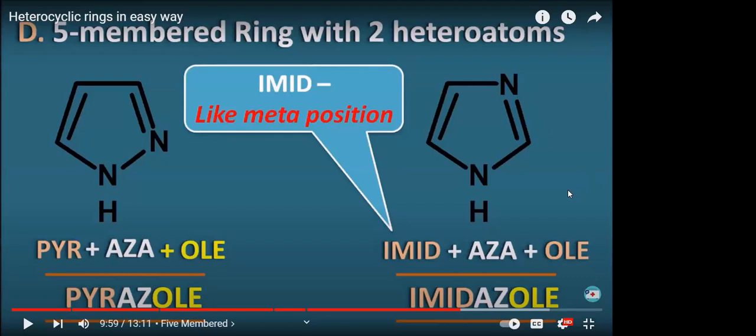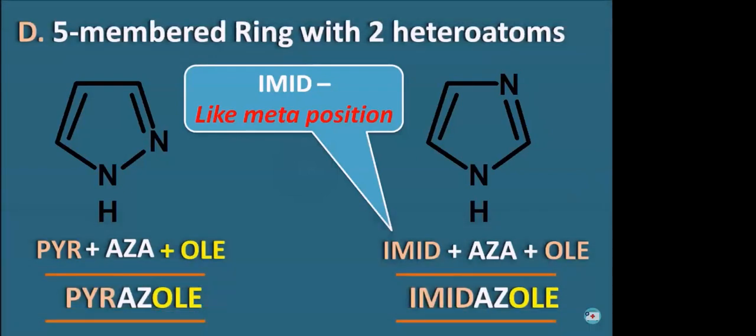Para, M indicates here the meta position. That means the second nitrogen is present at the meta position to the first one, that is the third position. So whenever M is there, then it indicates the third position. So imidazole is having the second nitrogen at the third position. In this way, we can easily differentiate the pyrazole and imidazole. Pyrazole is 1,2, imidazole is 1,3.